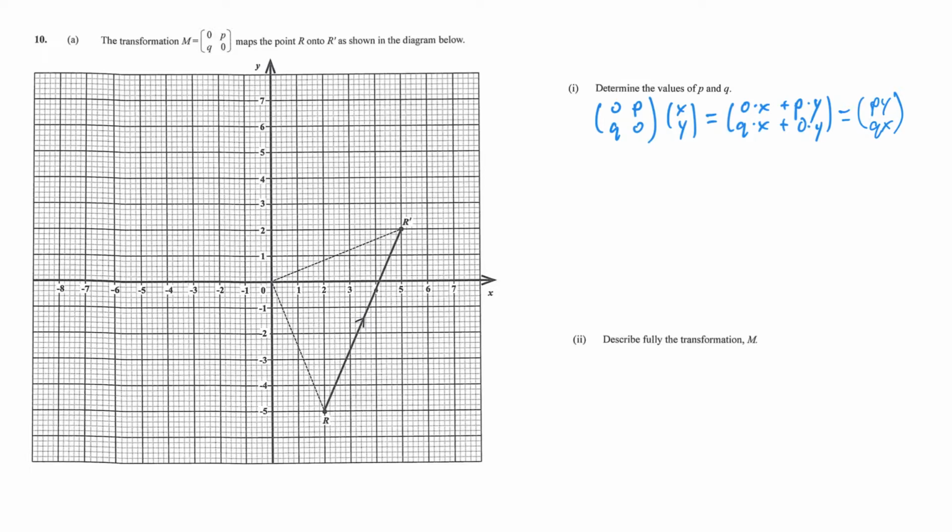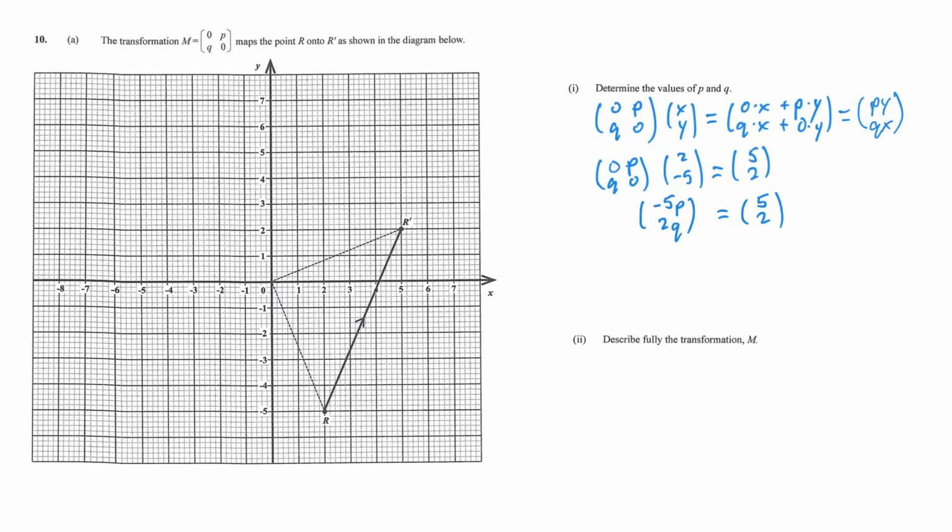In our problem, the point R gets sent to R prime. So let's write that in an equation. We have that the matrix 0, P, Q, 0 times our point R, which is 2, -5, is sent to R prime, which is 5, 2. We can use this equation to figure out what P and Q are. On the left-hand side, if we compute the matrix multiplication, we get -5P and 2Q. And this has to equal the right-hand side, which is 5, 2.